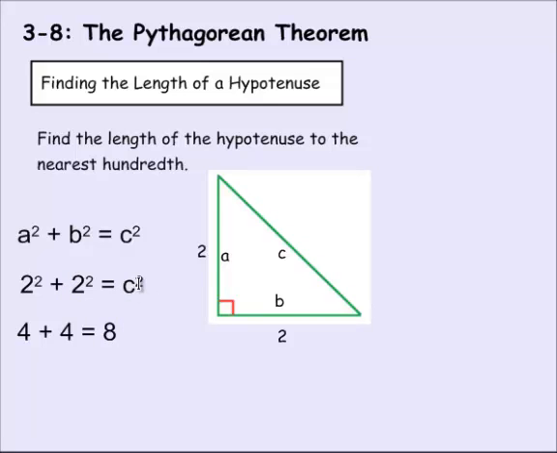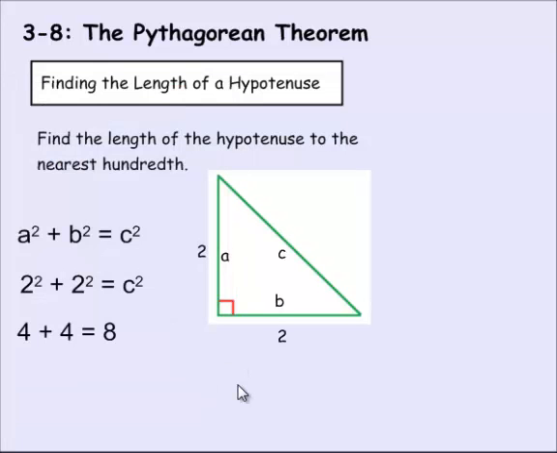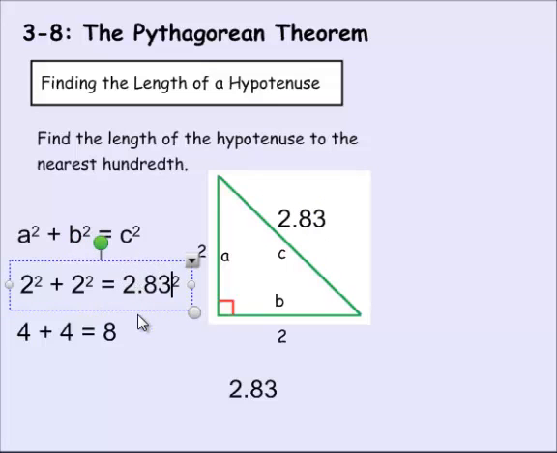So we have to ask ourselves, what is the square root of 8? Because something times something would equal 8. Once we get that, we'll have our answer. So let's find that out. The square root of 8 would be 2.83, we'll say, to the nearest hundredth. So 2.83 would be the length of c right here. So if we replace c with 2.83, 2 squared plus 2 squared equals 2.83 squared.